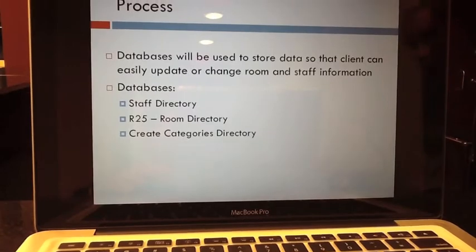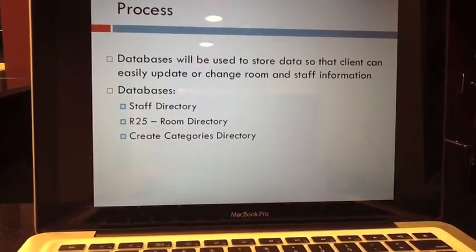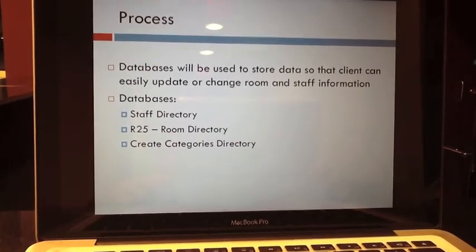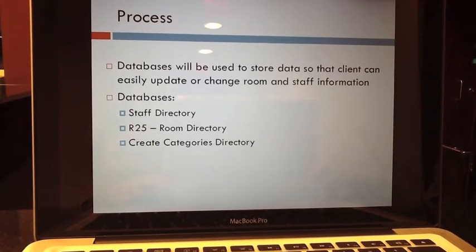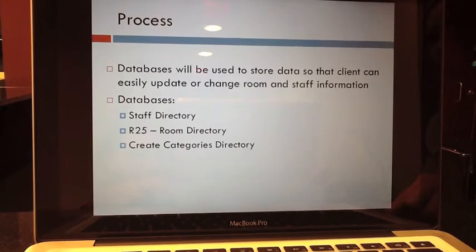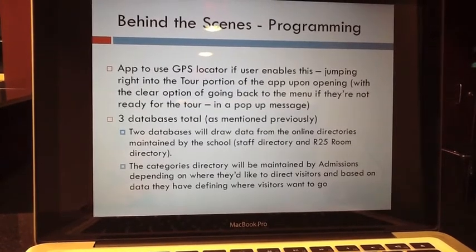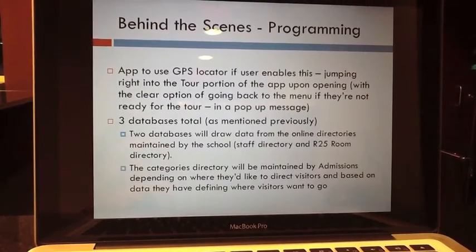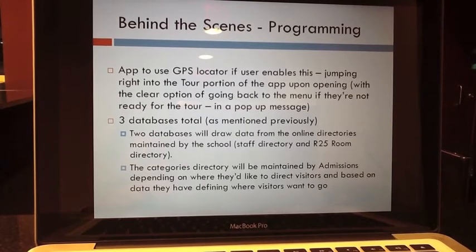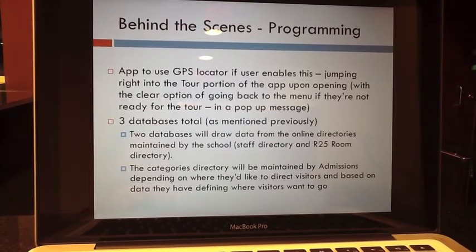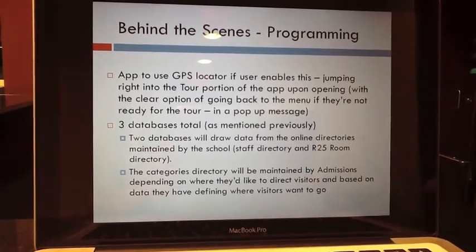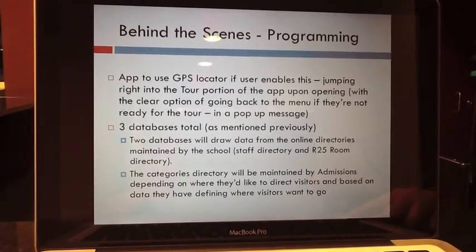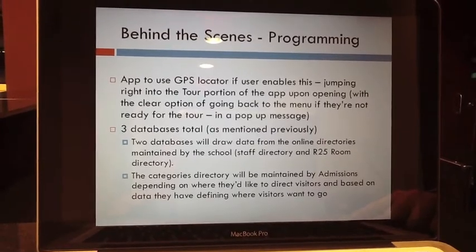All right, so the process. Databases will be used to store data so that we can easily update or change the rooms. And we'll have the database of the staff directory, the room directory, and a categories directory as well. Behind the scenes programming, the app to use the locator will use a GPS as well. There's 3 databases that it's going to pull information from that we talked about last slide. The categories will be maintained by admissions depending on where they'd like to direct visitors to.